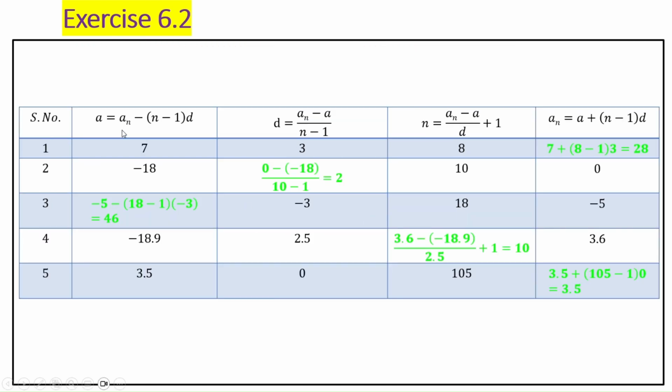So I wrote the formula for each of the values here. Now in the first row, the missing value is an. An is nothing but A plus n minus 1 into D. So I just substitute all the values: 7 plus 8 minus 1 into 3, which is equal to 28. Similarly, you can solve for all the rest. These are the formulas to use here. Hope you can do it yourself. This is very simple. Next.